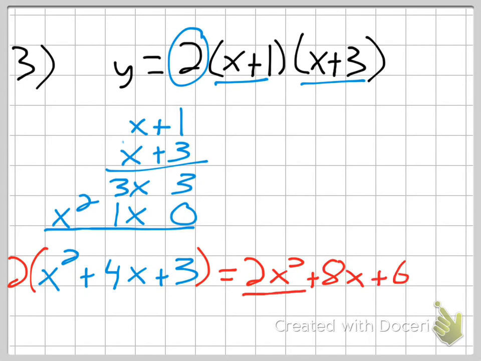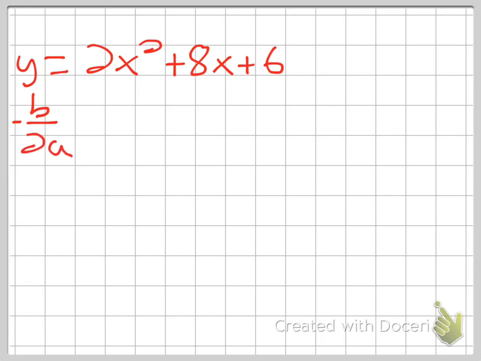So we have to work with this, y equals that. I'm simply going to go to the next slide and use that. y equals 2x squared plus 8x plus 6. Now that it's in standard form, I could simply find the vertex. Opposite b over 2a. Of course, my a is 2, b is 8. Okay, so the opposite of b is going to be negative 8.